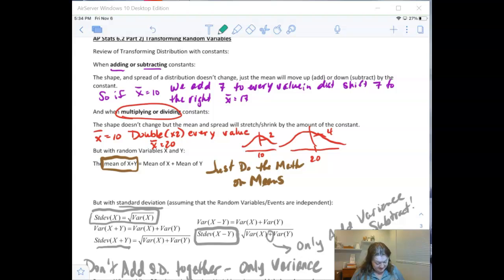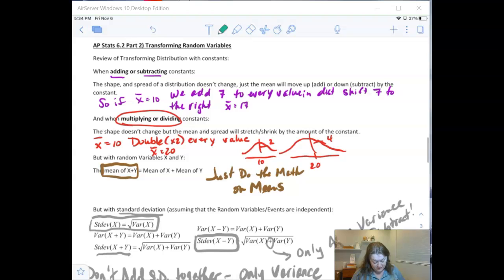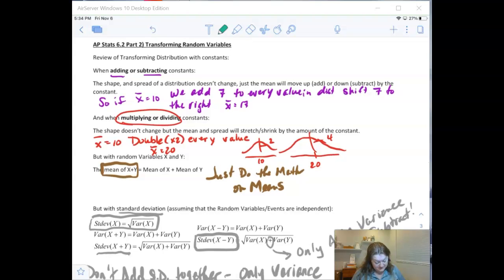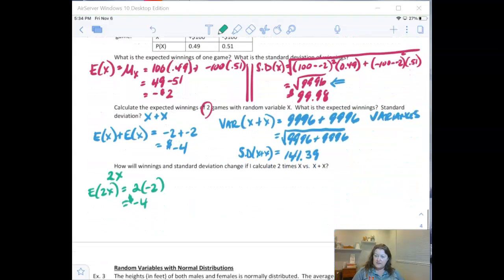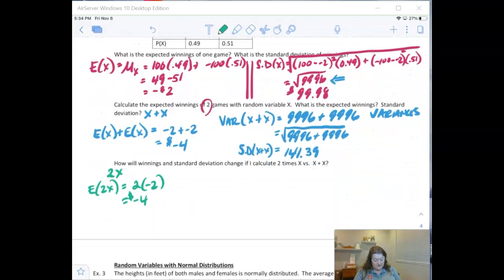do the math to the standard deviation. It's only if I have extra stuff that I have to worry about it. So if I'm doing it times, just do the math on the means. We're okay there. Let's see what happens if we do times 2, because we said the spread would get bigger times 2 as well. So the standard deviation of 2x would just be 2 times 99.98.